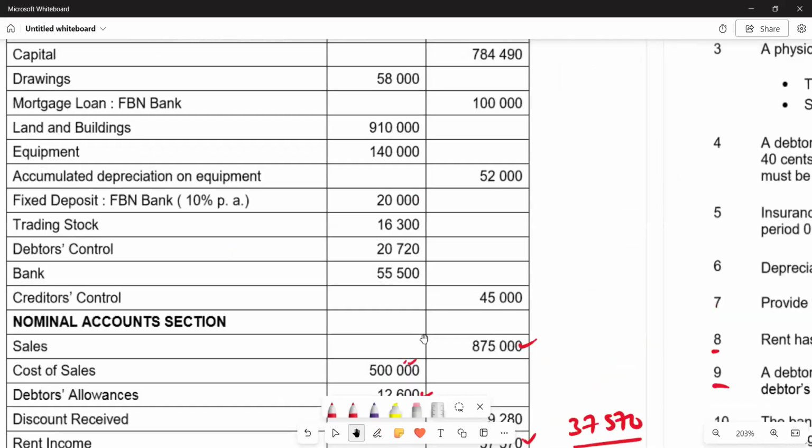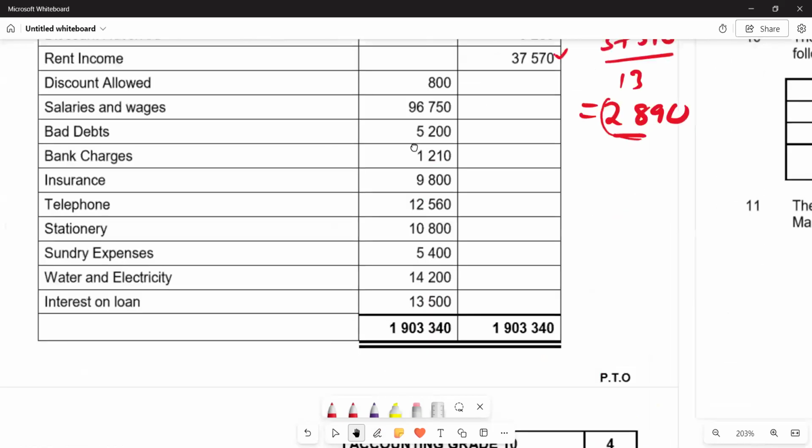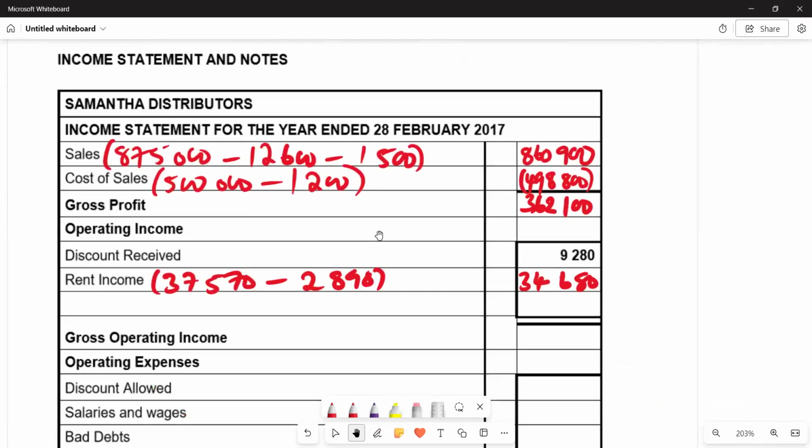So here we are saying, under the section, we have bad debts recovered, and we've got 850. So it means we have exhausted everything.